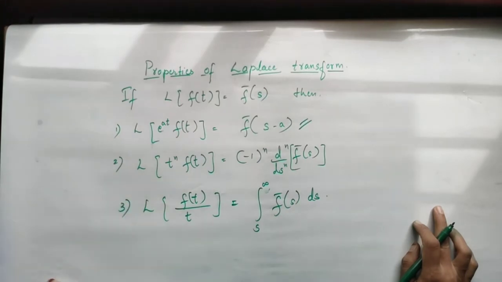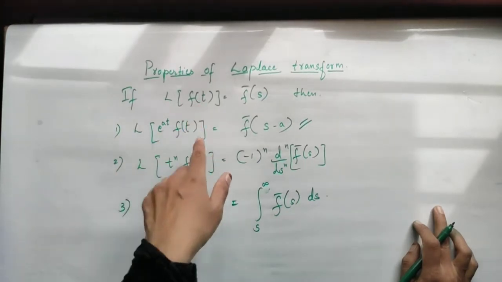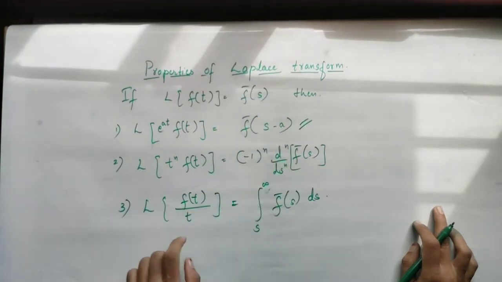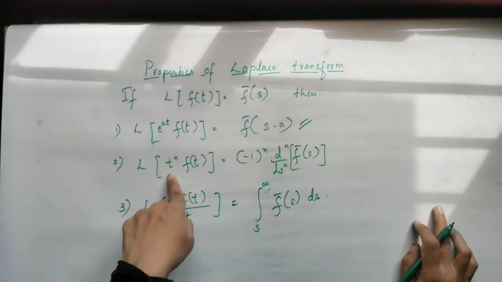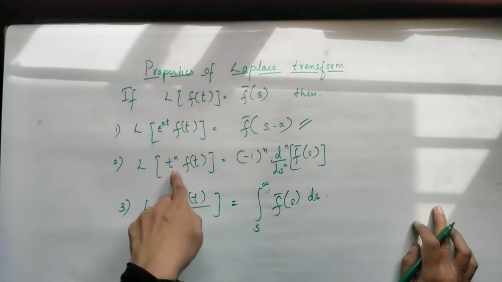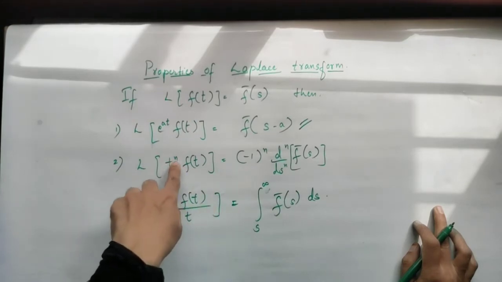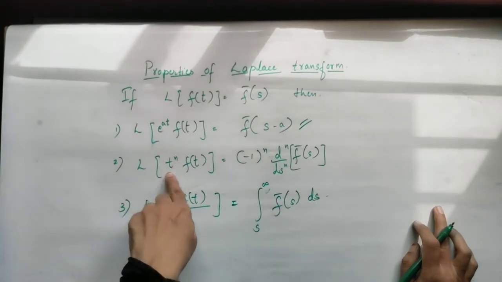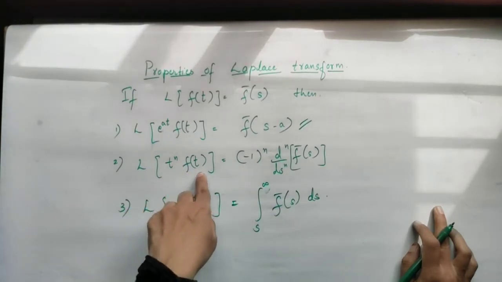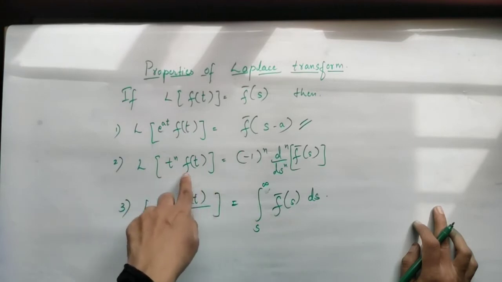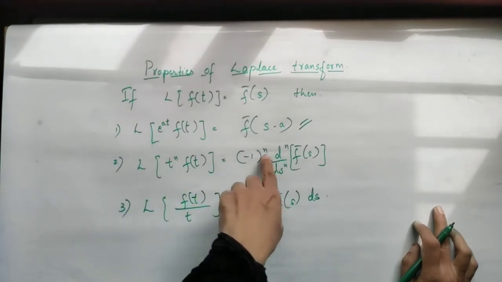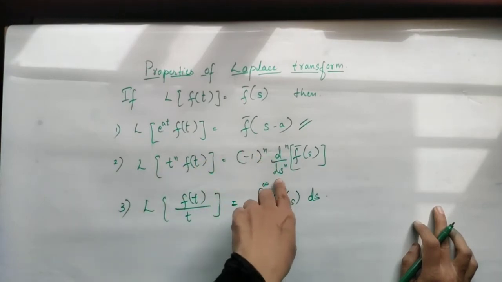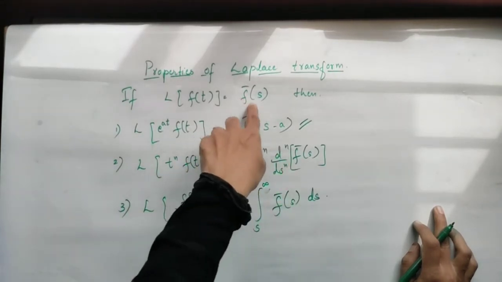Coming to the second property, suppose you again have the same function f of t and the Laplace transform of that f of t is f bar of s. Then you need to know what the Laplace transform of t raised to n into f of t should be, where n is any positive integer. This product should be minus 1 to the power n, where this n is the same n over here, and you will consider the nth derivative of that same f bar of s.